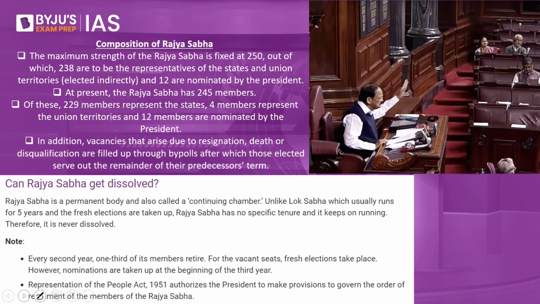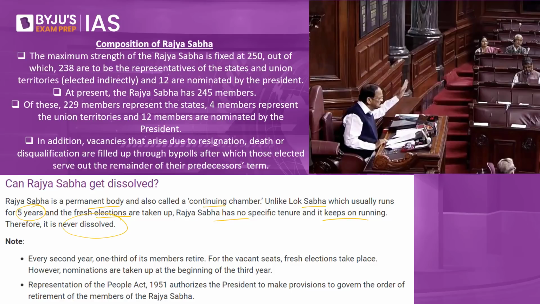When it comes to the Rajya Sabha, it is a permanent body. It is also called a continuing chamber. Unlike Lok Sabha, which usually runs for 5 years and fresh elections are taken up, Rajya Sabha has no specific tenure and it keeps on running. Therefore, it is never dissolved. So when it comes to Lok Sabha, we have a 5-year tenure, and after every 5 years we will have the elections. But when it comes to the Rajya Sabha, what exactly happens?